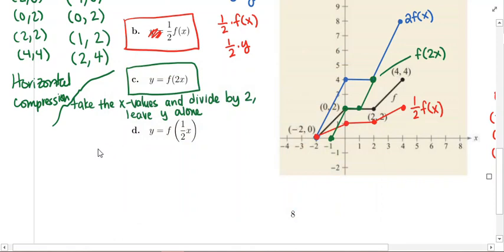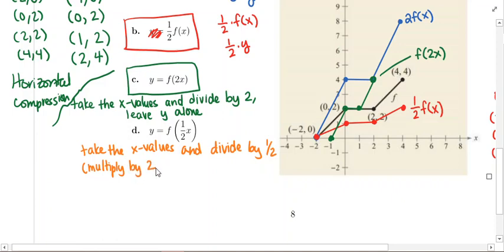What we're going to do here is take the x values and divide by 1/2. You're always dividing by the number in front of x. So we're going to divide by 1/2. If you divide something by 1/2, that's the same thing as multiplying it by 2. So however you want to look at it.